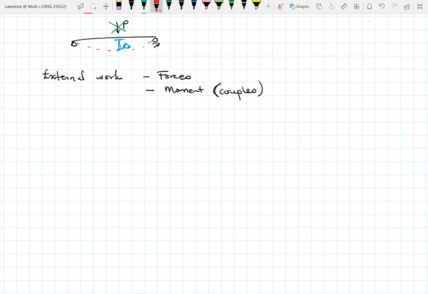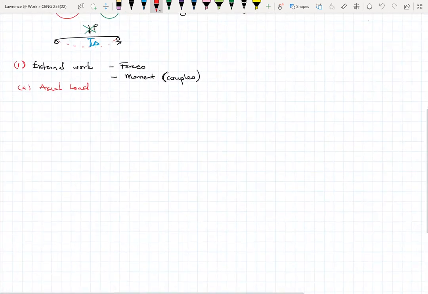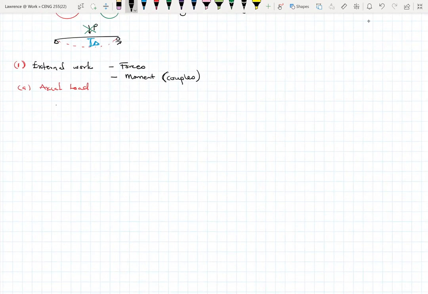Let me call this 1 and then call this one A. So this is the axial load, just to explain so that at least we follow what is happening. Let's say I have a beam, or a bar. This is my bar. So this is its original length, L. And let's say I apply a load P at this end of the bar.